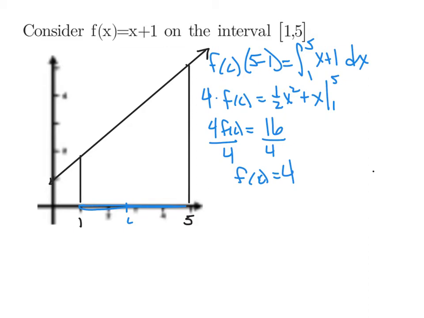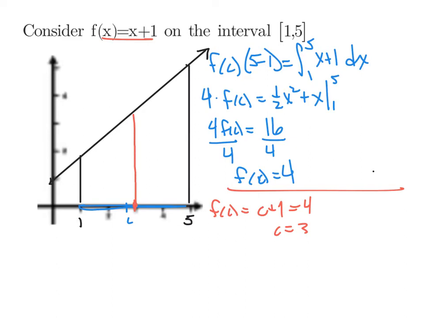What I want to do is to find out what that c is. Well, f of c would be c plus 1 if we just plug c into f of x. And that value should be 4, so c should be 3, which means right here is the c that we're talking about. And the area of this rectangle would be the same as that 16.